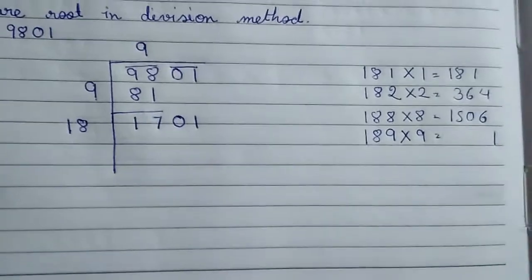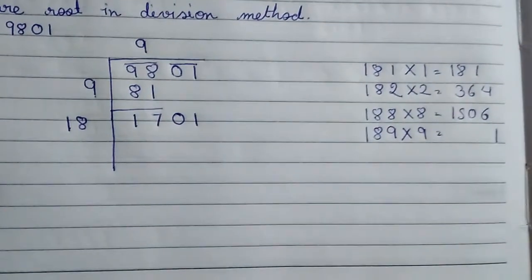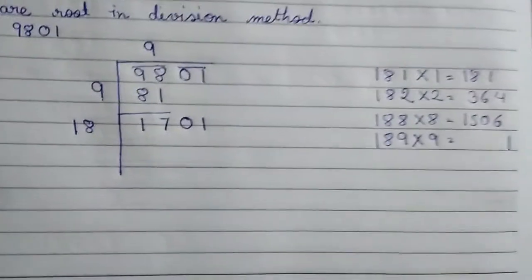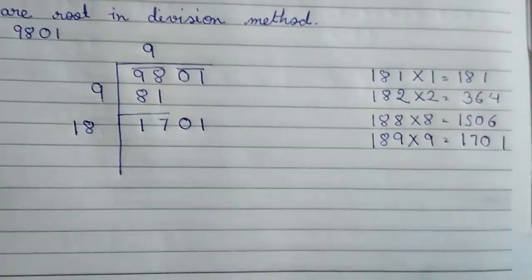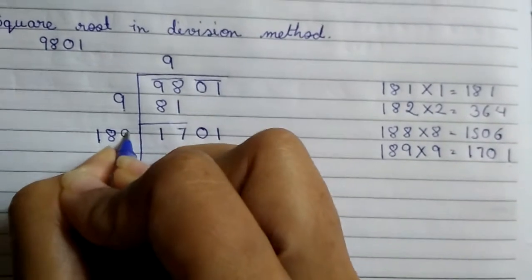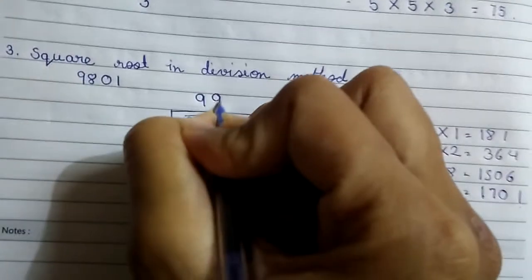9 nines are 81. We got 8 and 9 eights are 72, 9 ones are 9, so 162 plus 8 is 1701. So you can see we got 1701. So we will put 9 here and 9 here.